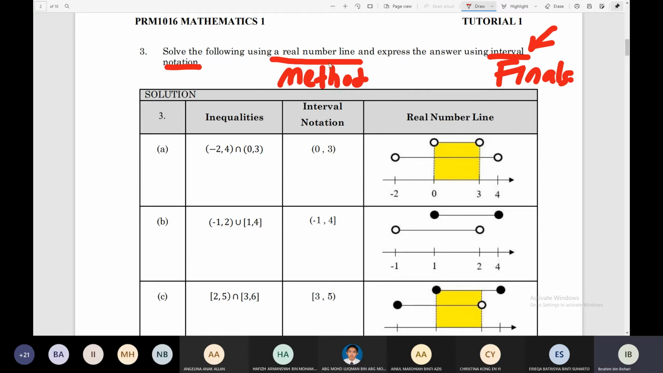Okay, so the method here is using the number line. Question A, this one is the intersection between -2, 4 and 0, 3. So the intersection is between 0 and 3. So you draw the number line.